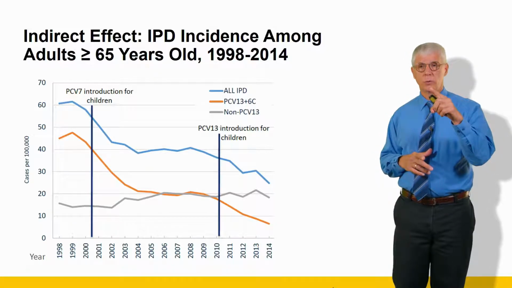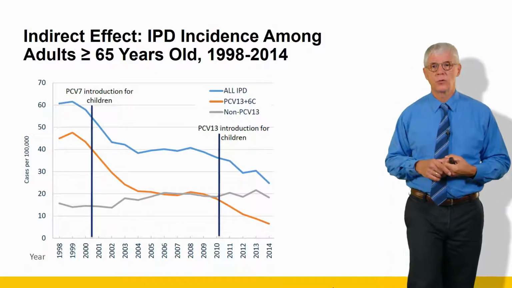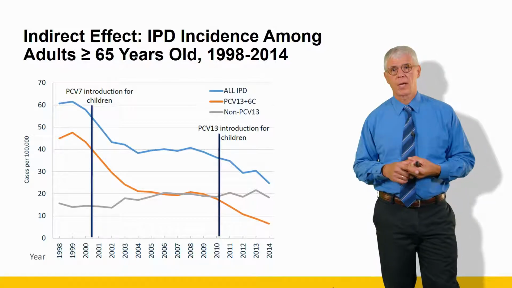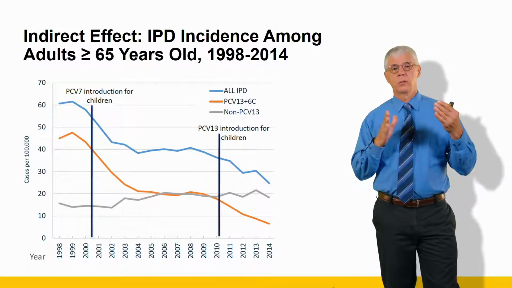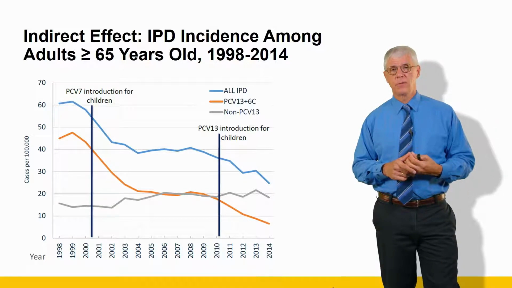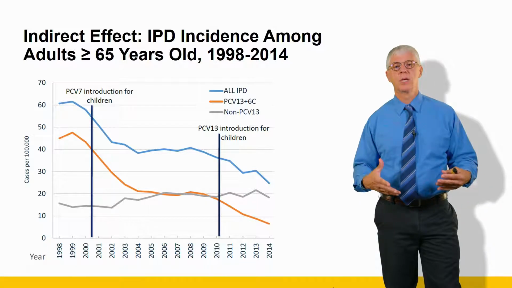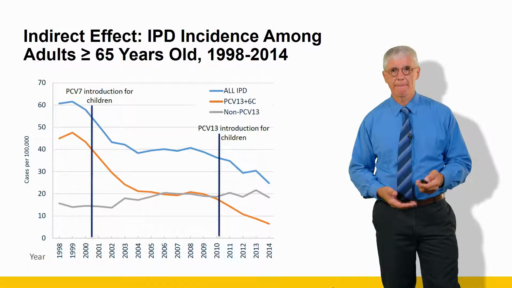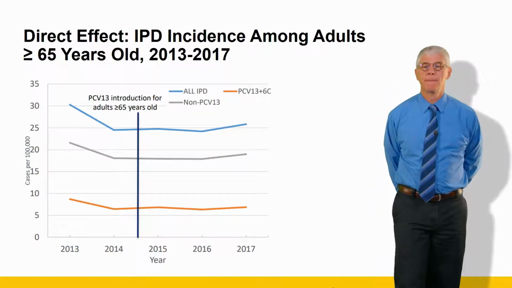And this is just in older adults, not children. You can see that blue line has made a tremendous drop, about a 50% drop, during this time period. And that was before older adults started getting the PCV13. So this is indirect. This is herd immunity. This is those kids not getting pneumonia and not giving it to older adults. This is what's happened since 2014.